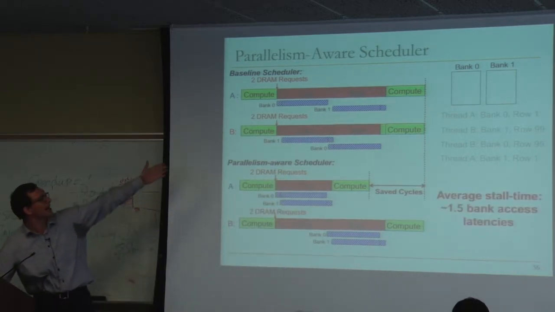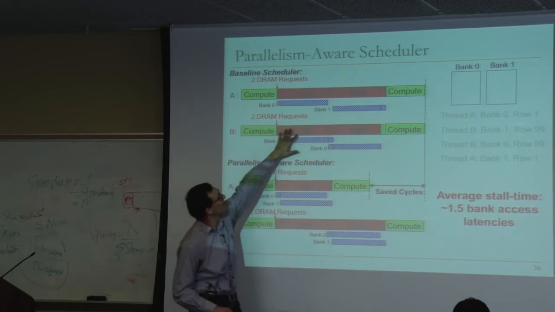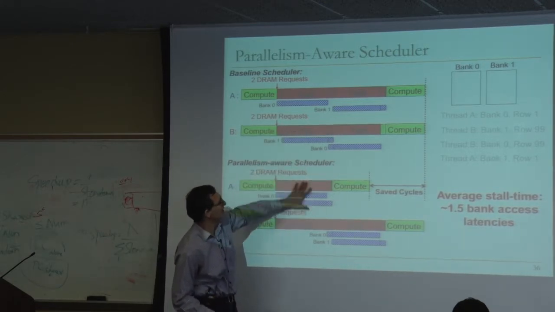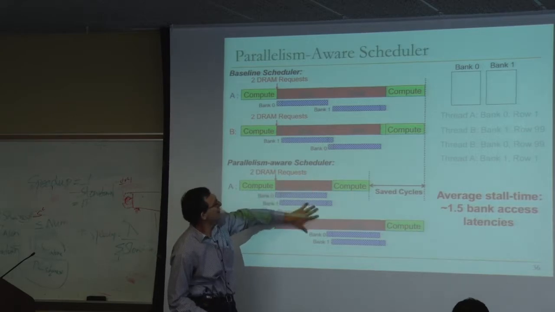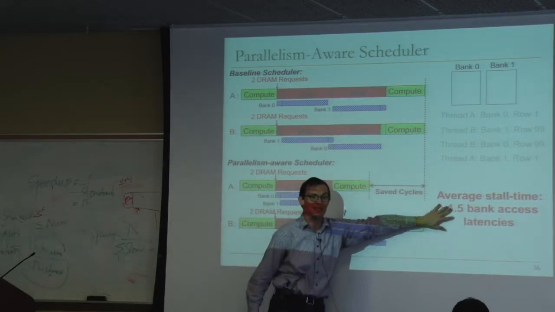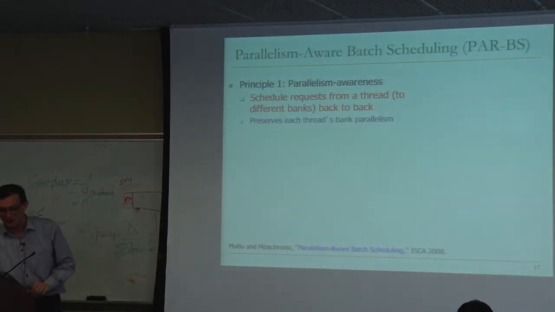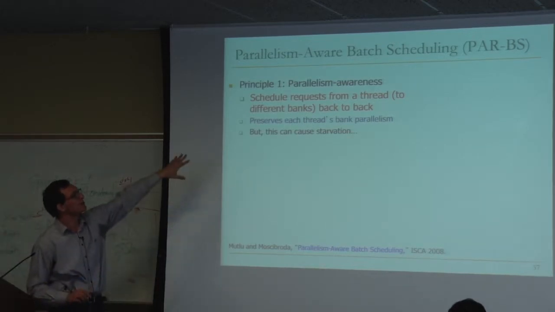Why? Because if you look at this top part, each thread stalls for approximately 2 bank access latencies, whereas here, on average, threads stall for 1.5 bank access latencies. Right? That's the benefit. So this improves system throughput. And that's the idea of parallelism awareness we've discussed. How do you achieve that? You can schedule requests from a thread back to back.